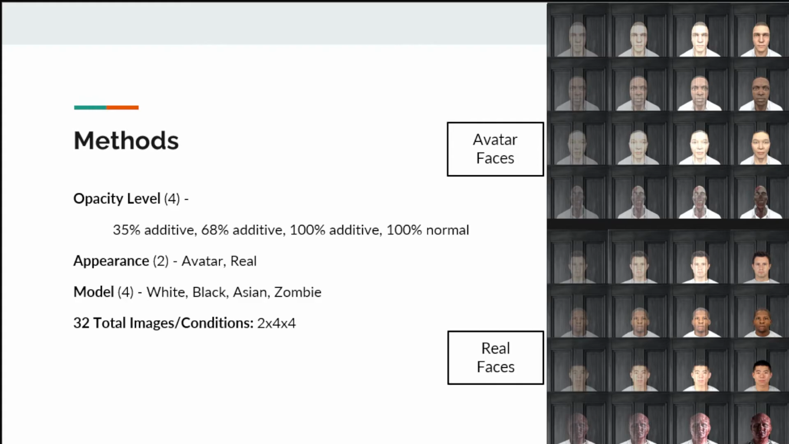These values were used for the lowest opacity level tested in our conditions, and the other opacity levels were set at even intervals between 35 and 100%, with a final condition testing the control case at 100% opacity level with normal layer blending.